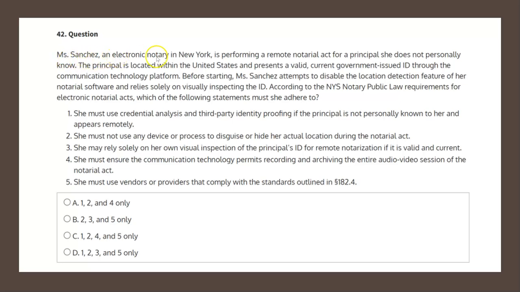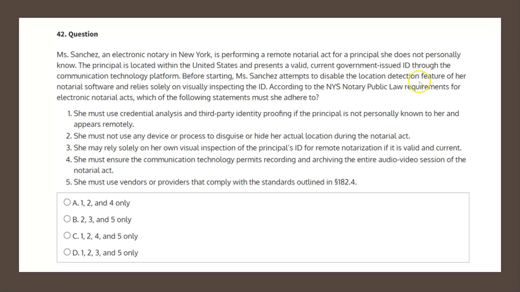Ms. Sanchez, an electronic notary in New York, is performing a remote notarial act for a principal she does not personally know. The principal is located within the United States and presents a valid, current government-issued ID through the communication technology platform. Before starting, Ms. Sanchez attempts to disable the location detection feature of her notarial software and relies solely on visually inspecting the ID.